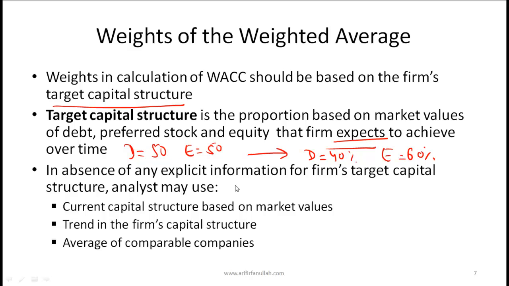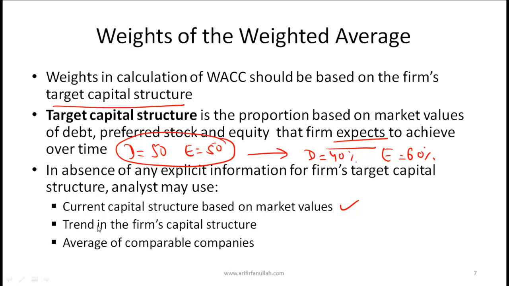In the absence of any explicit information for a firm's target capital structure, an analyst should use the current capital structure based on market values. So this is one possibility. Essentially we are saying if we don't have any information about the target capital structure, then it might be reasonable to just use the current structure.